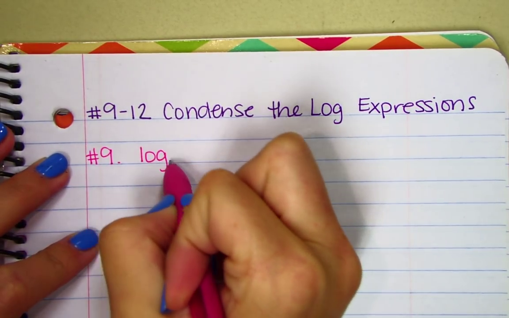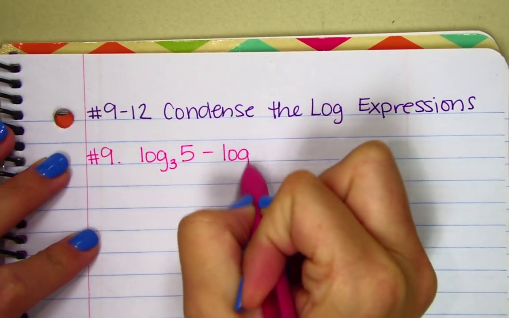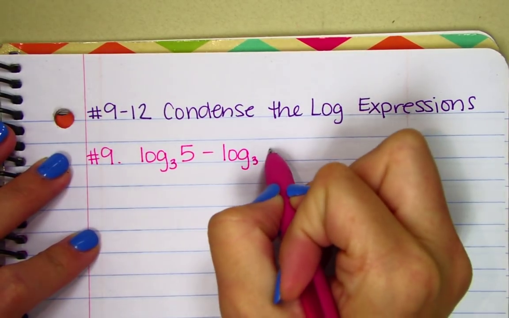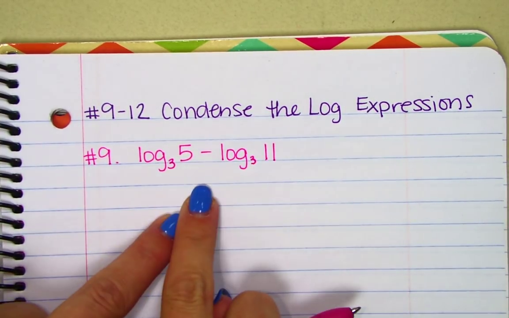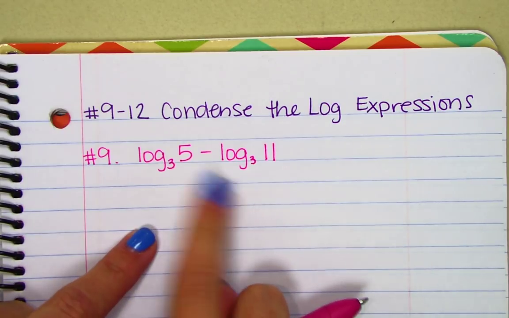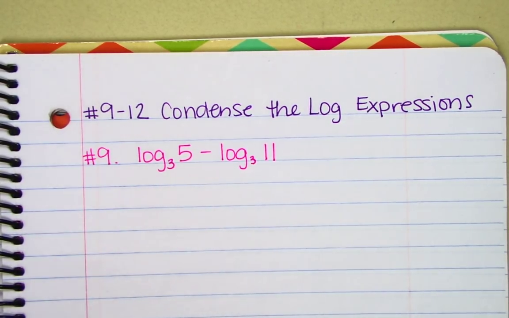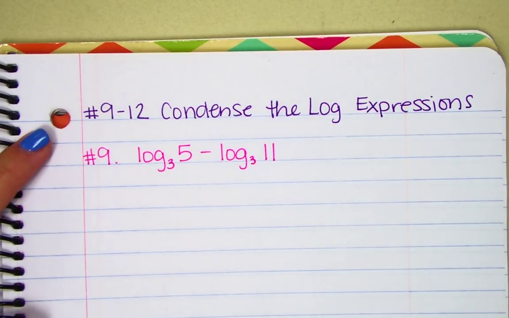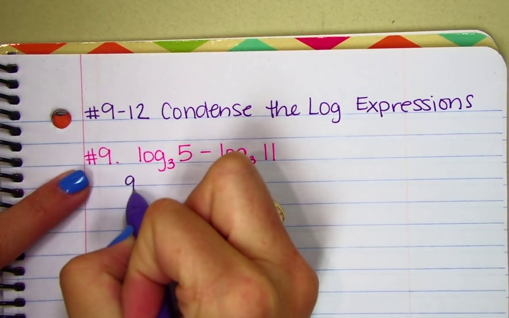Log base 3 of 5 minus log base 3 of 11. Right, it's expanded. It's not condensed yet. We're going to condense it. So first we have to identify which property we are using here. Which property do you subtract the logs? Right, if you remember from last class, that will be the quotient property.